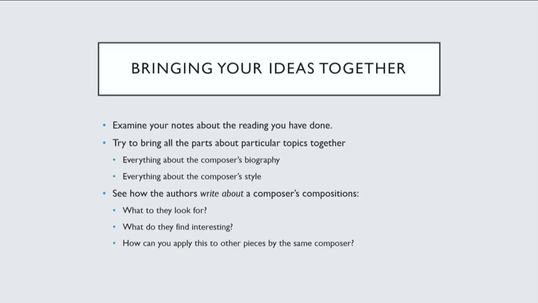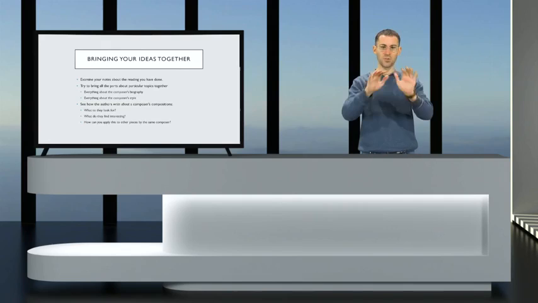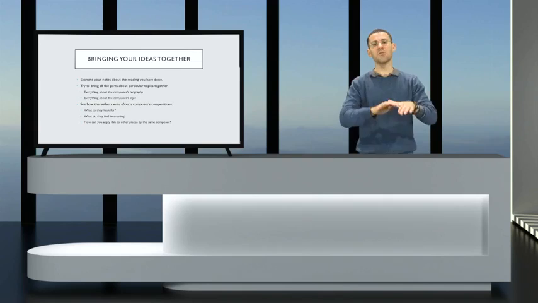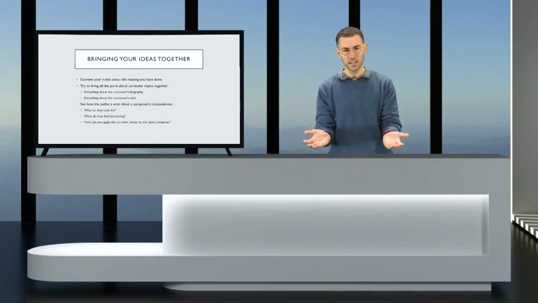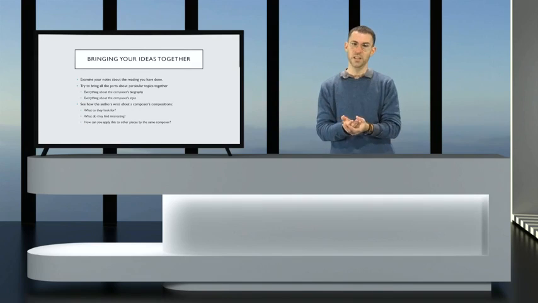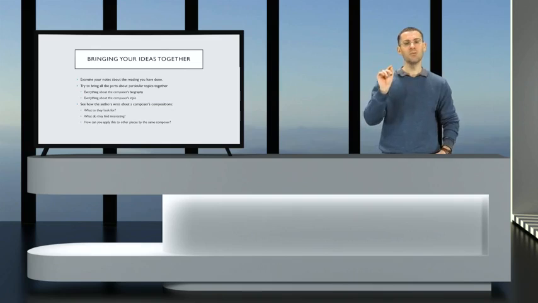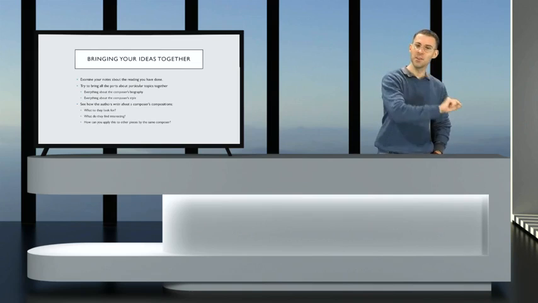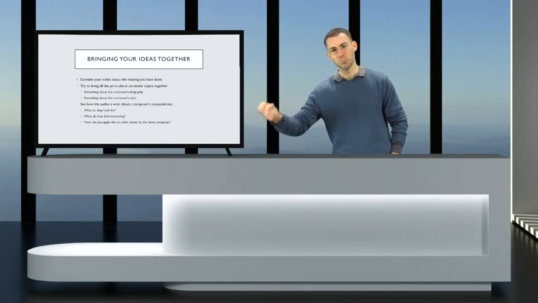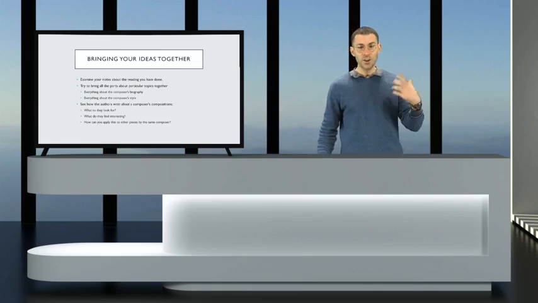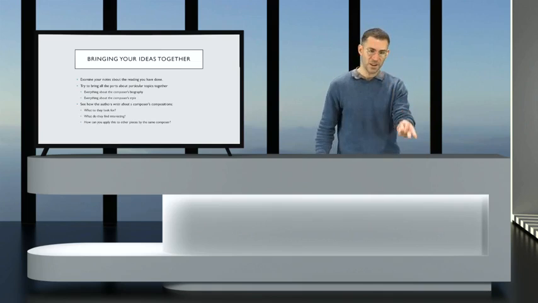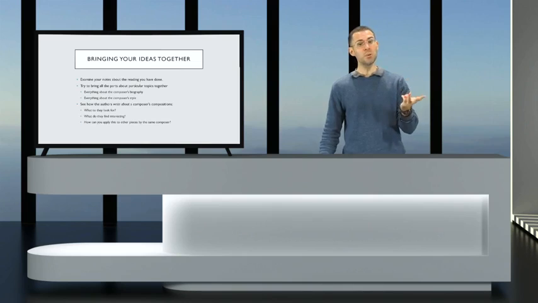Then you'll see that it'll be easier to start writing about the composer's life all in one go, and writing about the composer's style in one go. The other thing that you can do when you are reading these articles is to see how other people write about a composer's composition. How do they analyze it? What do they look for? What do they find interesting? And how can you apply this to pieces by the same composer when you analyze them?